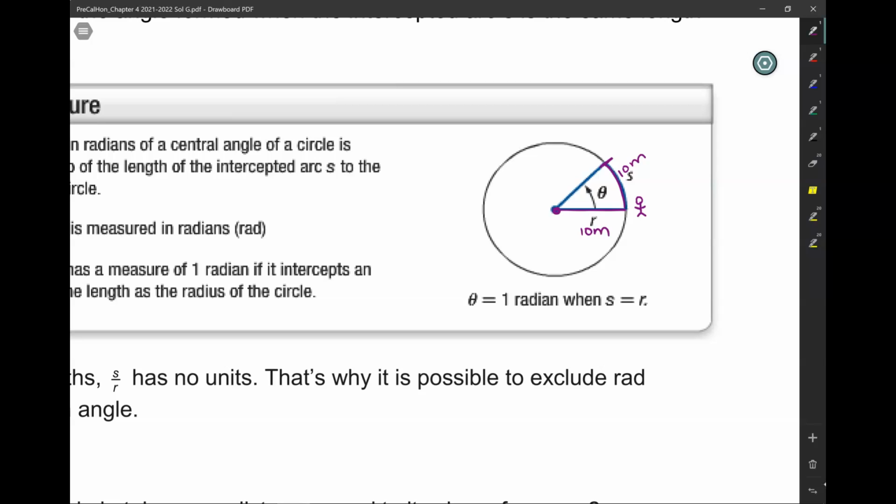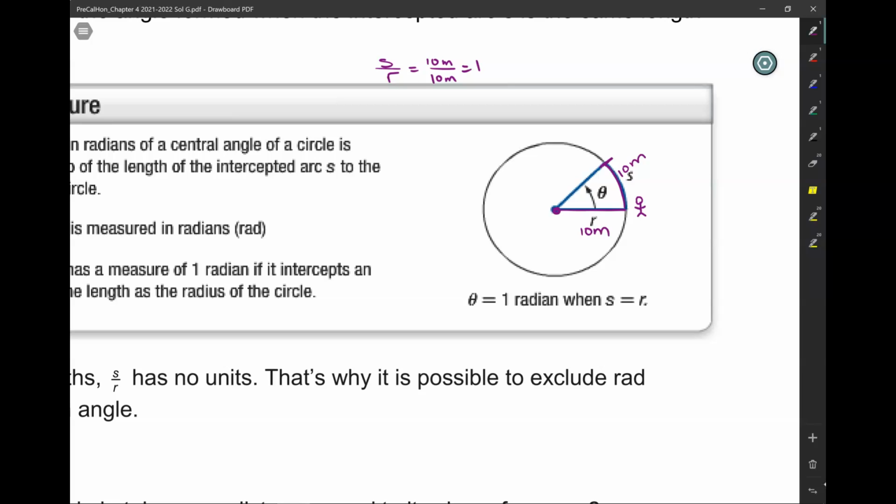10 meters, right? So now, how much was the radius? 10 meters. How much did we walk around the circle? 10 meters. What's the ratio of S to R, the distance you walked to the radius? What's that ratio? 10 meters to 10 meters, 1, right?